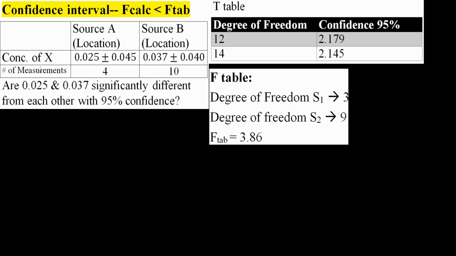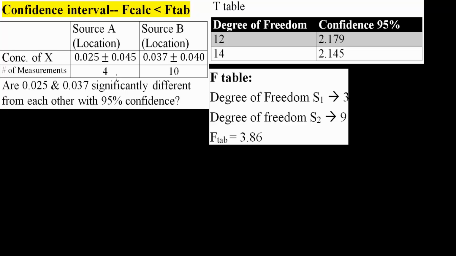So we want to determine the concentration of X, an unknown compound. We have two sources, two locations. Source A gives us this data, and source B gives us this data. For source A, we took 4 measurements, and for source B, we took 10 measurements. We want to know, are 0.025 and 0.037 significantly different from each other with 95% confidence?